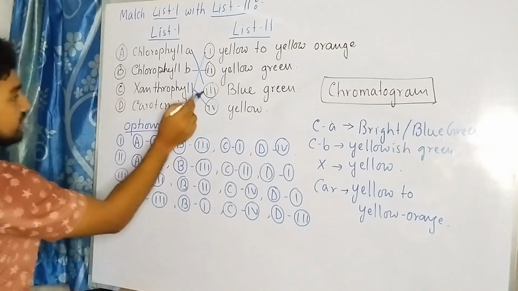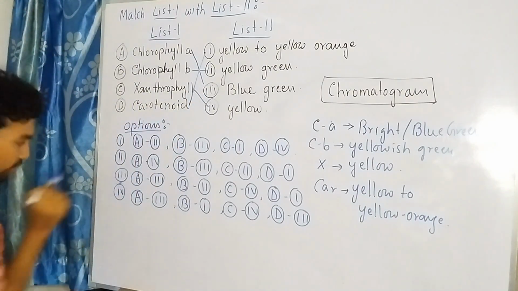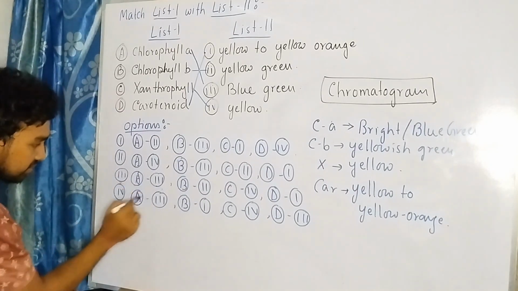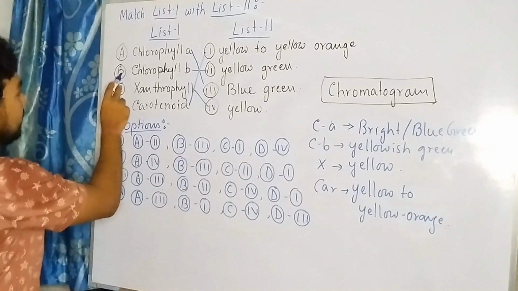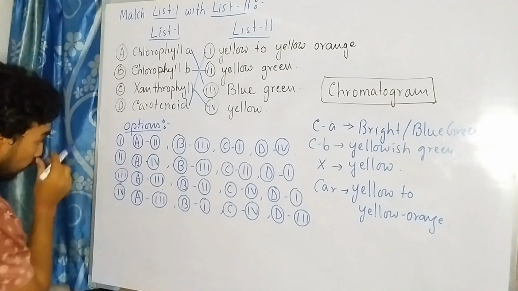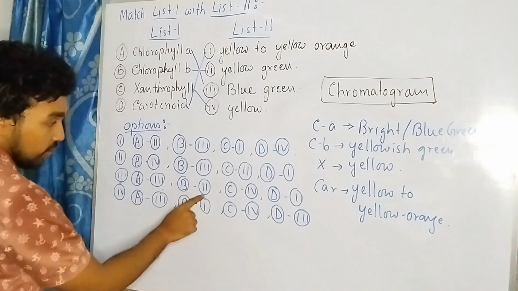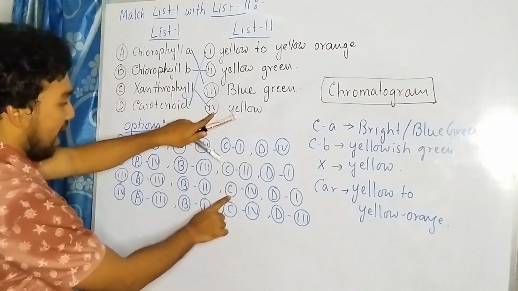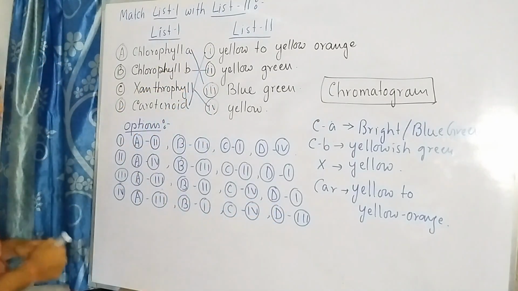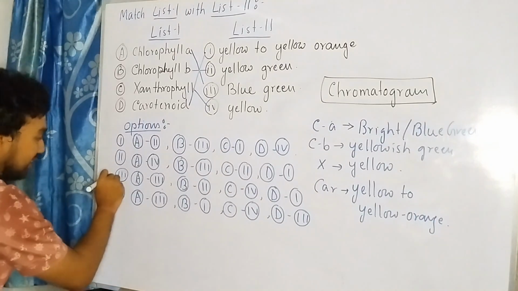So A will be with 3. So in option 3 and 4 we can see A is with 3 and option B will be with 2. So in option 3 we can see option B is with 2, option C with 4 and option D with 1. So our answer is option number 3.